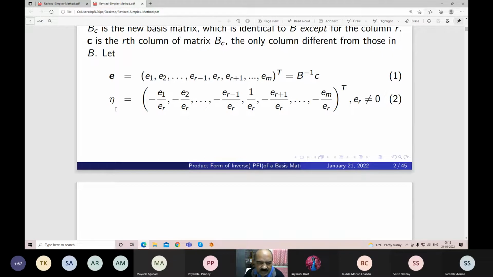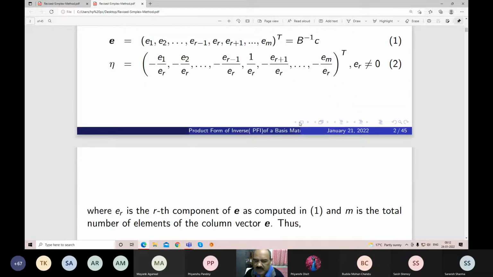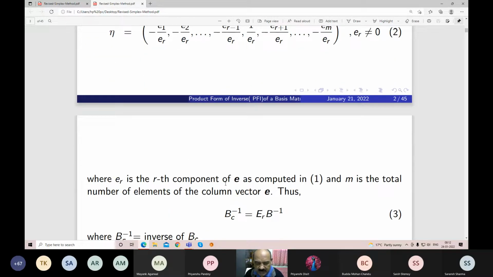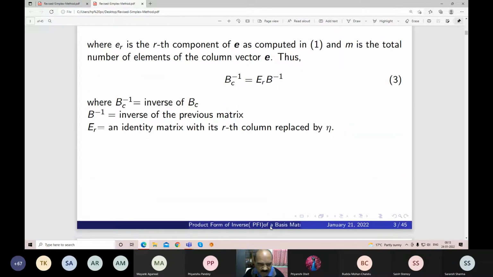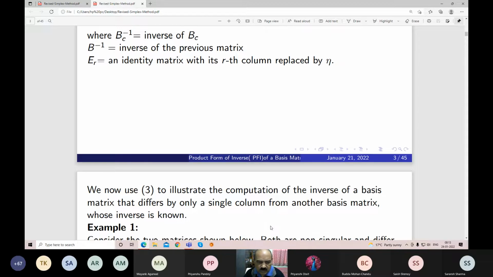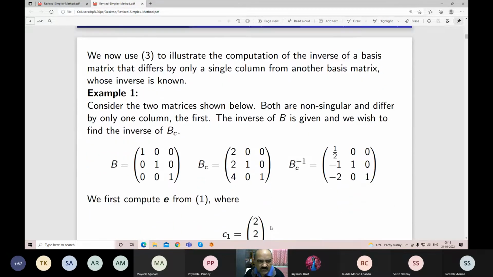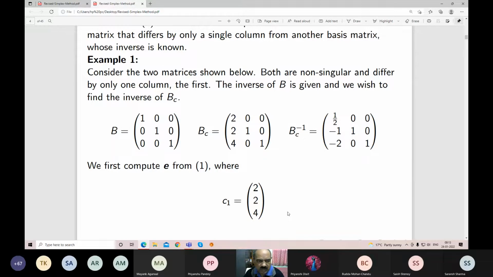So after finding the eta vector, since column C is nothing but the rth column of the basis matrix BC, we define the ER. ER is nothing but an identity matrix whose rth column we are replacing with the eta vector. Okay, this is the rule. Now I'm just citing a few examples. This example will clarify all the points.